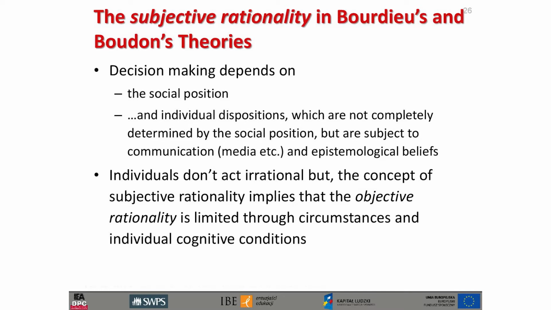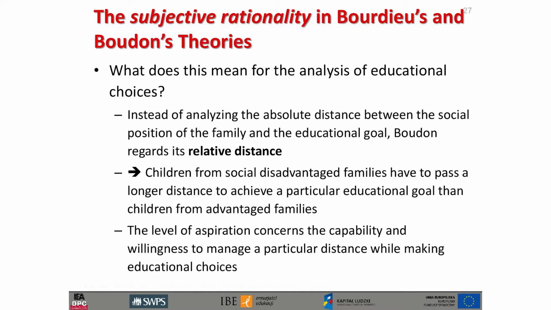And this is important for the school system because in the context of educational choices, instead of analyzing the absolute distance between the social position of the family and the educational goal, Boudon regards its relative distance. So he argues that it is not appropriate to speak about low aspirations of families from disadvantaged backgrounds when children don't have plans of studying and achieving the highest goals. The aspirations should be measured by this relative distance. So how long is the way that a child has to pass to reach a goal? Children from disadvantaged families have to pass a longer distance to achieve a particular educational goal than children from advantaged families. And the level of aspiration concerns the capability and willingness to manage a particular distance while making educational choices.